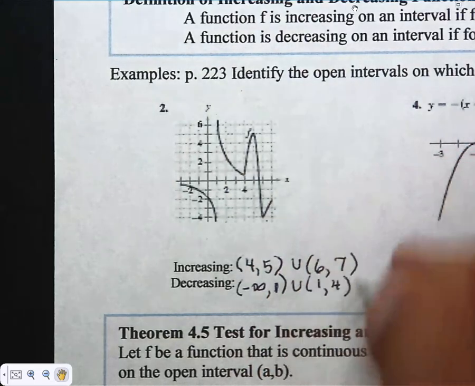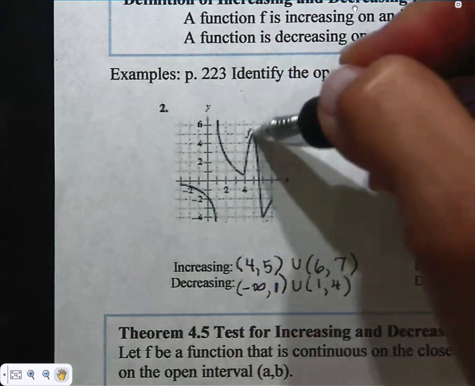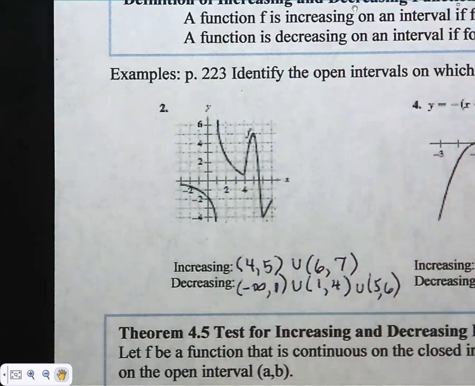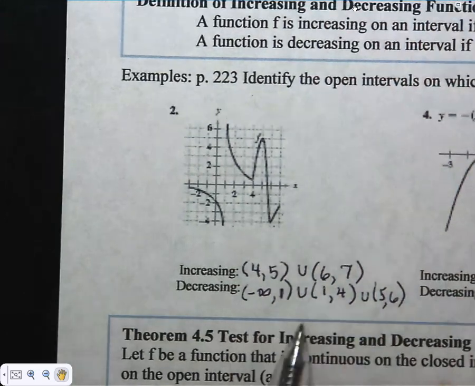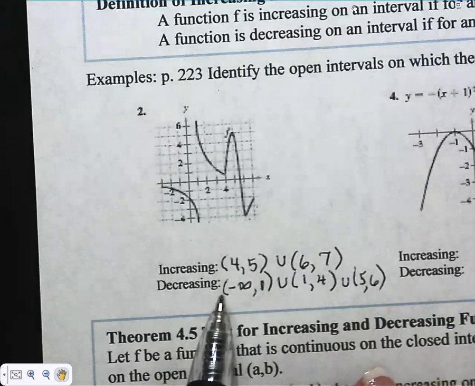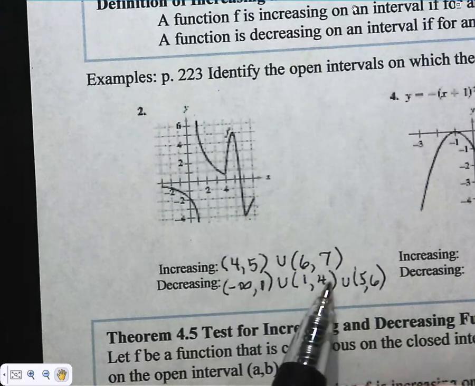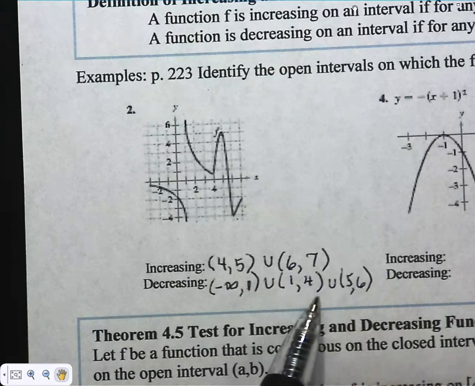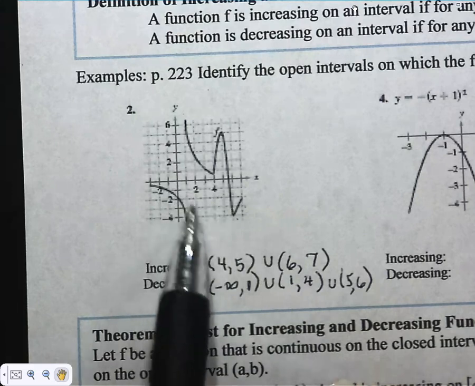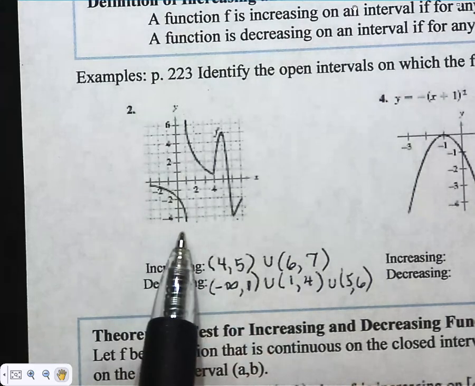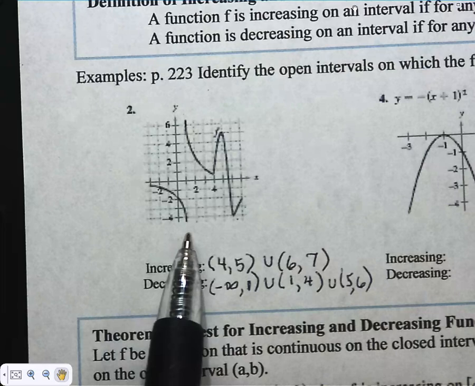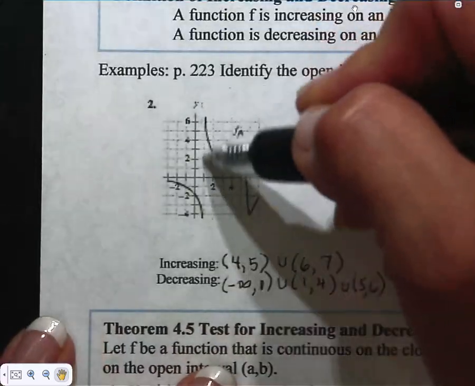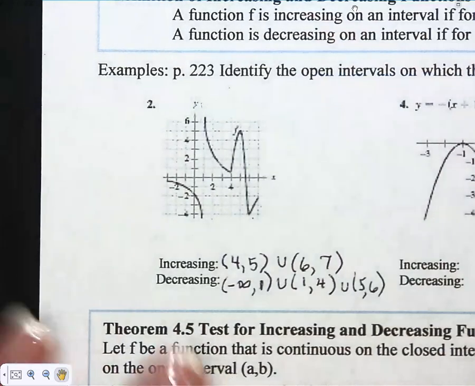Is there any other decreasing portion? From here to here, 5 to 6. Would it be okay, since it's decreasing from negative infinity to 1 and then from 1 to 4, could I just say negative infinity to 4? No, because it appears the function's not defined at 1. And so I don't want to say that it's decreasing at 1 if it's not even defined at 1. It looks like there's probably a vertical asymptote at 1.